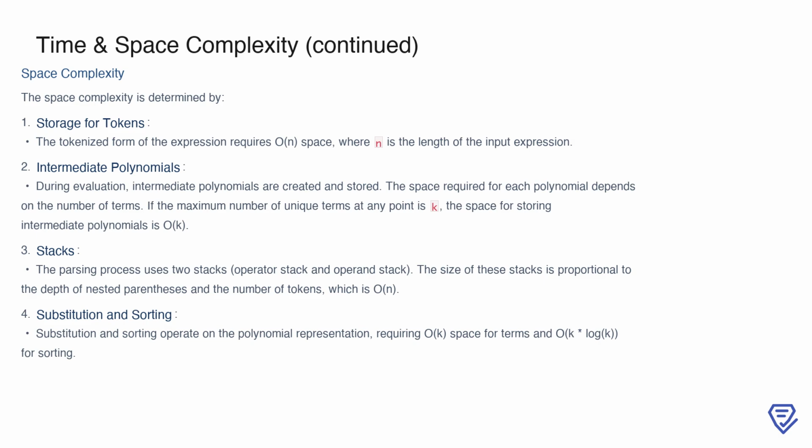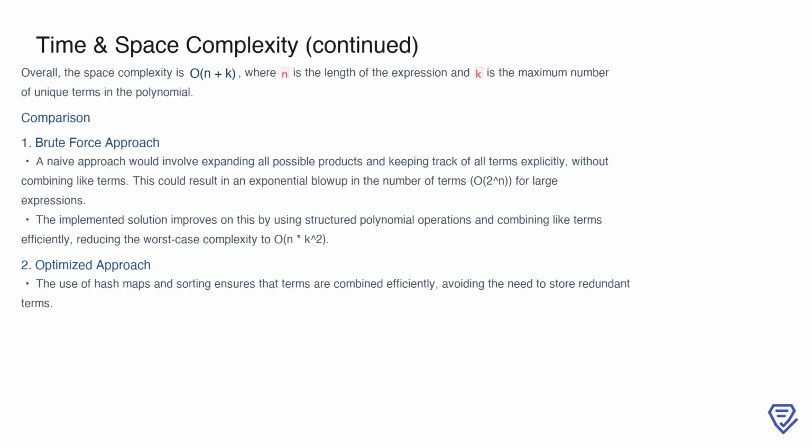Additionally, the parsing process uses two stacks, one for operators and one for operands. The size of these stacks depends on the depth of nested parentheses and the total number of tokens, which is at most n. Finally, both substitution and sorting operate on the polynomial representation, requiring k space for terms and an additional k log k for sorting. These factors contribute to the overall space requirements of the algorithm. Bringing all these factors together, the overall space complexity of the solution is n plus k, where n is the length of the input expression and k is the maximum number of unique terms in the polynomial.